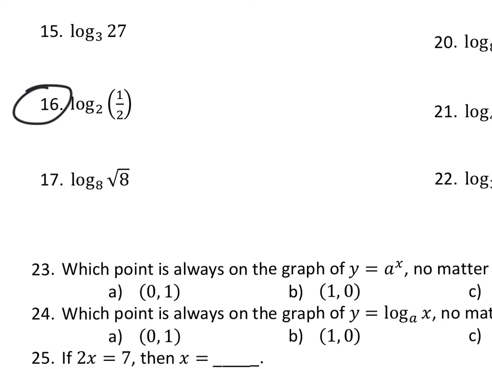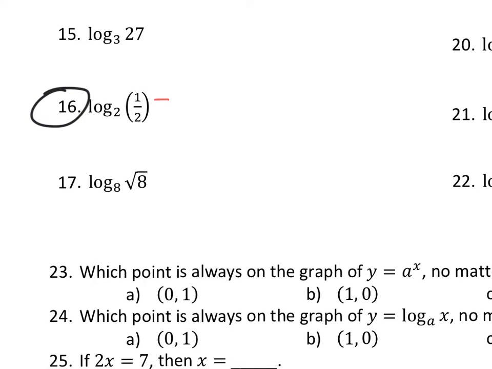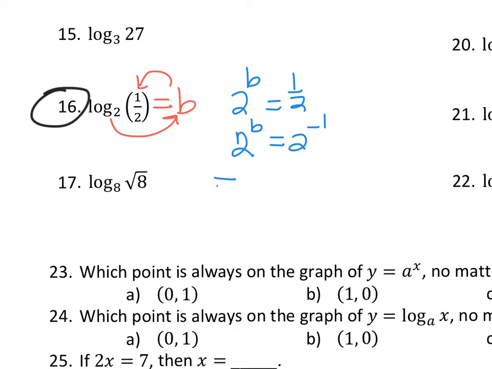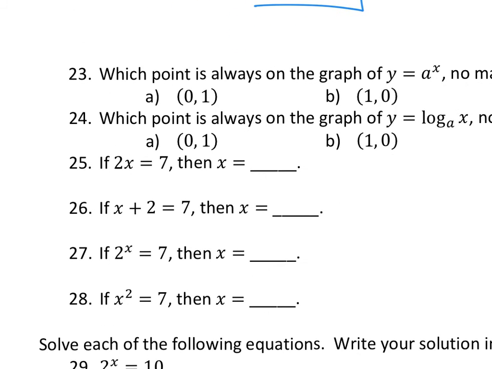Let's look at number 16. Set this guy equal to b. 2 raised to the b is equal to 1/2. But you know that 1 over 2 is really 2 to the negative 1. So you can pull those exponents off. b is equal to negative 1. So you can also get negative answers. You can get integer answers, negative answers, and fractional answers, and they will all work for you. Okay, let's go down now and solve a couple of equations.